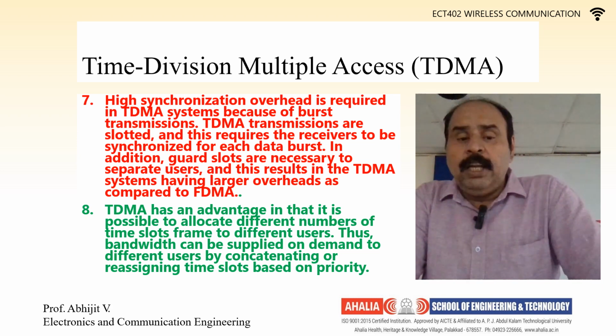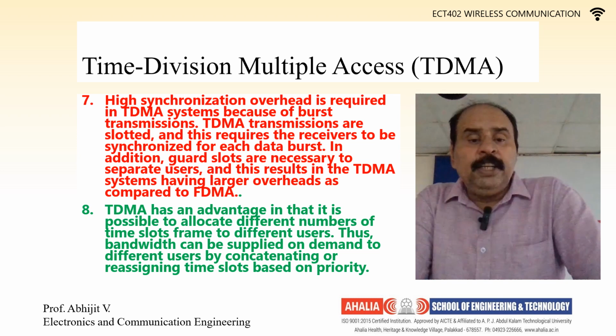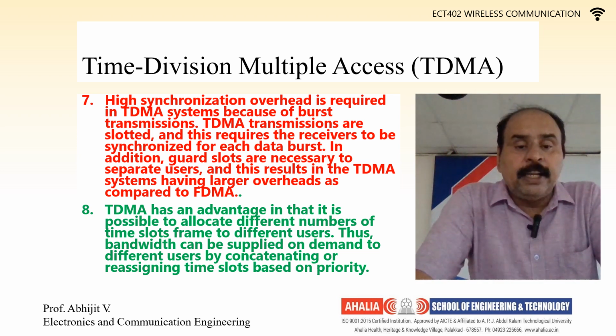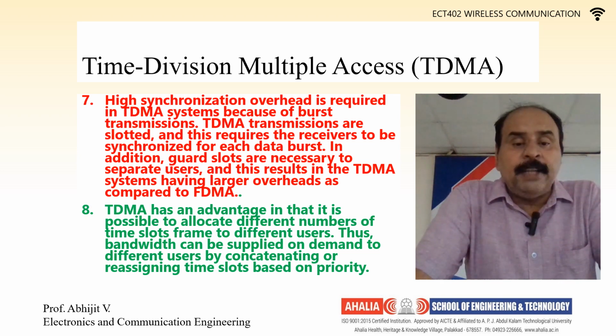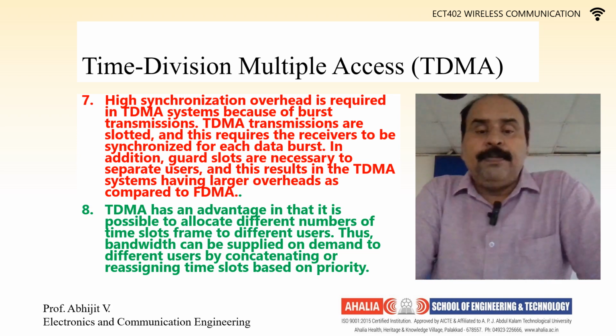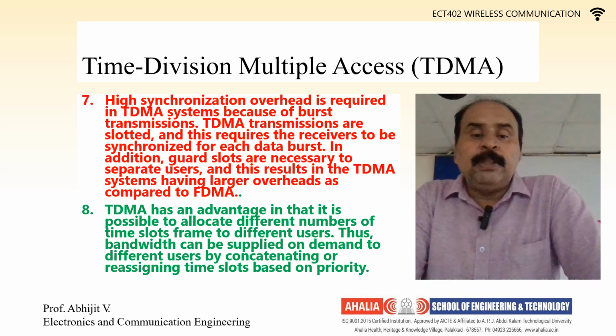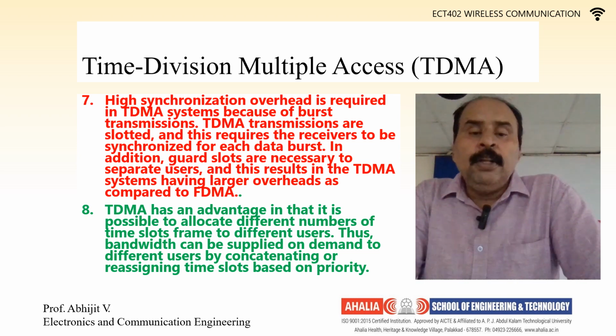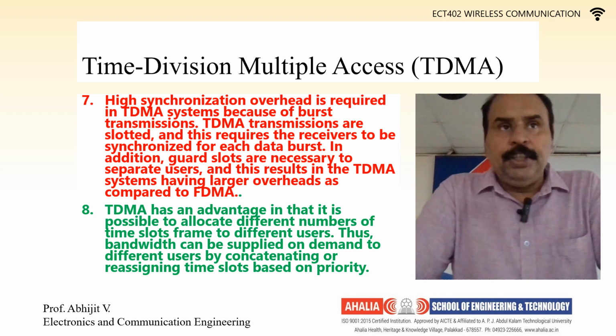In addition, guard slots are necessary to separate users and this results in TDMA systems having large overheads as compared to FDMA. TDMA has an advantage in that it is possible to allocate different numbers of time slots per frame to different users. Thus, the bandwidth can be supplied on demand to different users by concatenating or reassigning time slots based on priority.